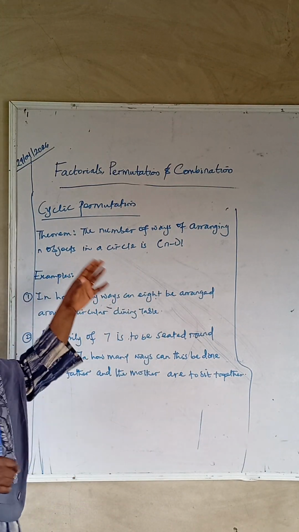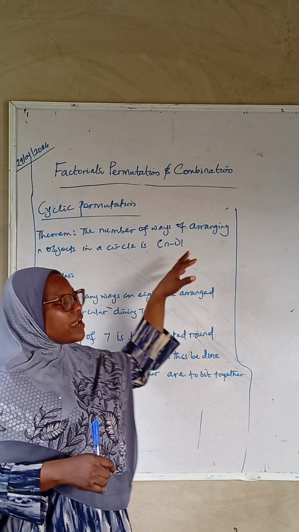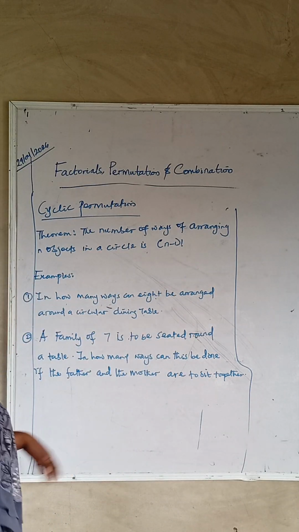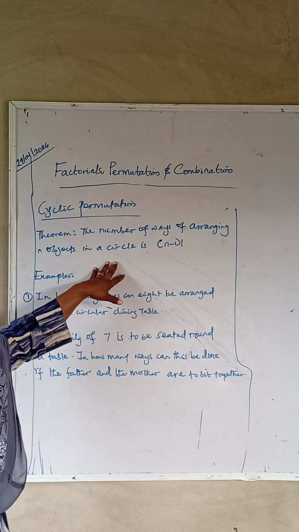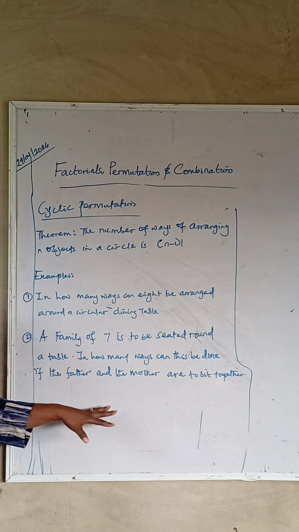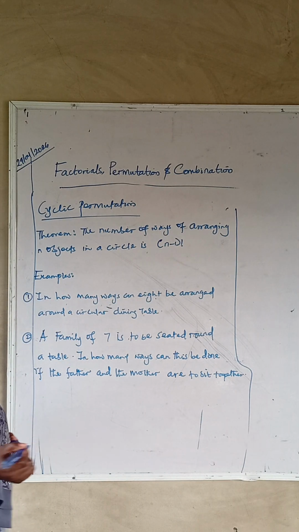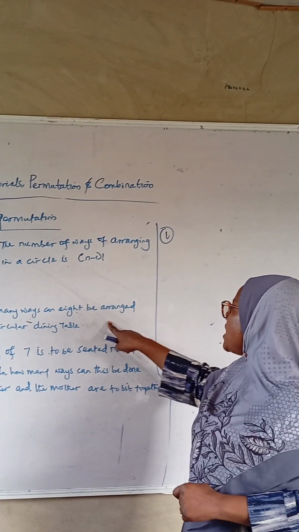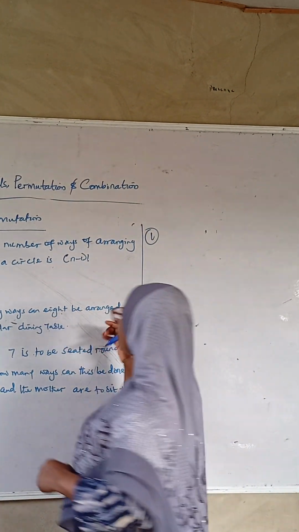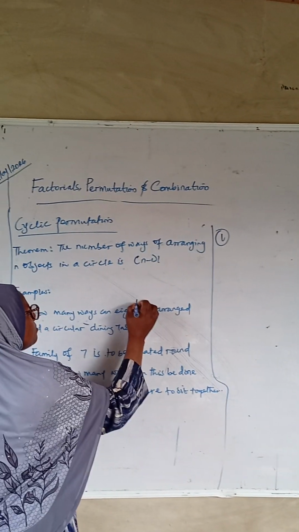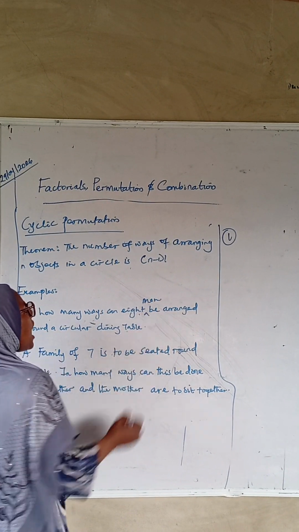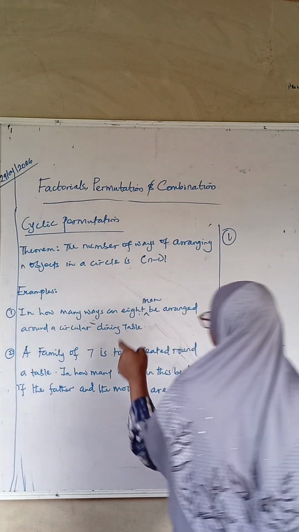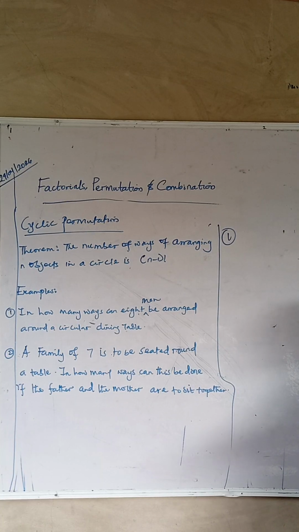So the number of ways of arranging n objects in a circle is what? N minus 1 factorial. So now we are going to be using this theorem to respond to these questions. Question 1 says, in how many ways can 8 men be arranged around a circular dining table?